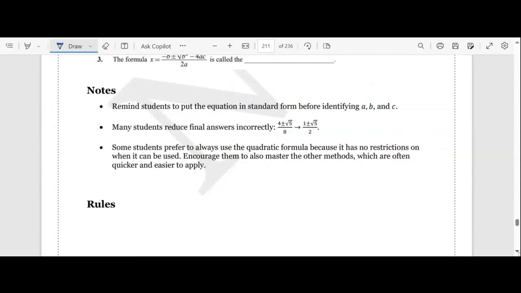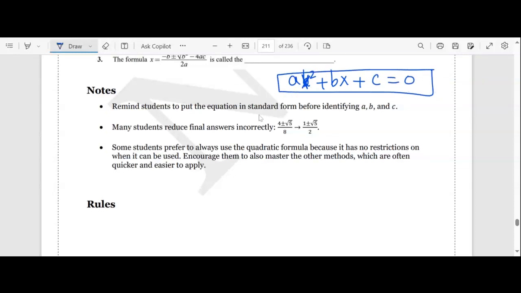Notes: remind students to put the equation in standard form before identifying a, b, and c. That's correct. So it has to be like this: ax squared plus bx plus c equals 0. This has to be the standard form. That's how you do it.